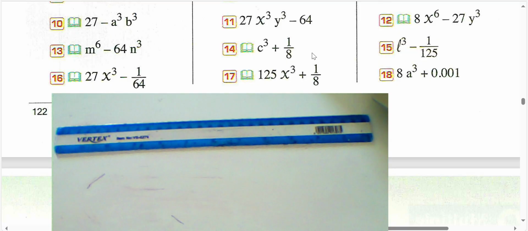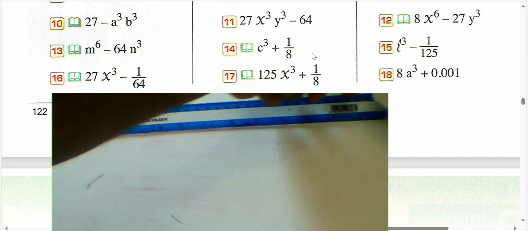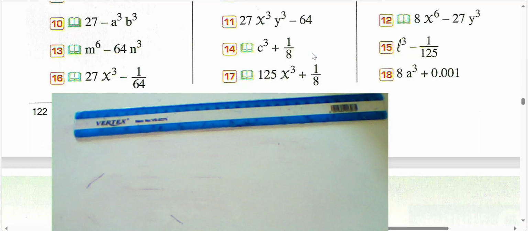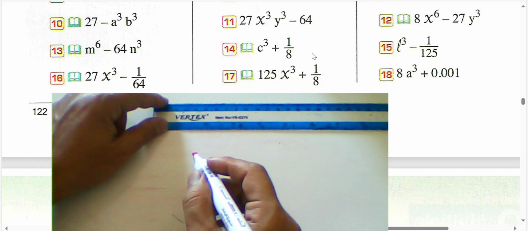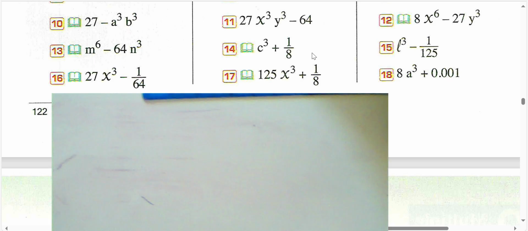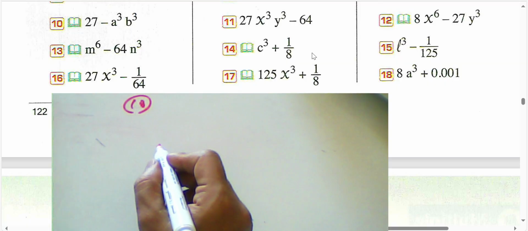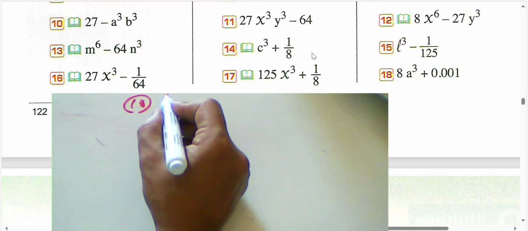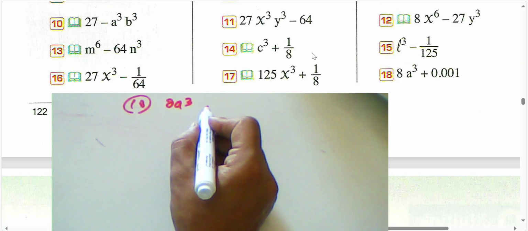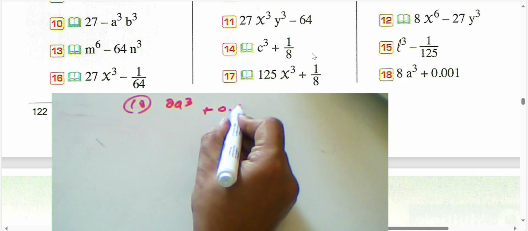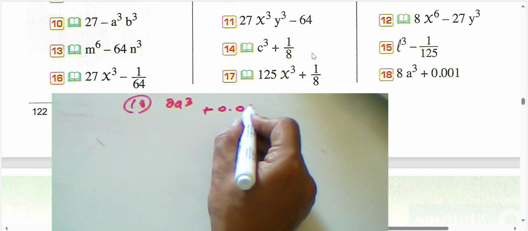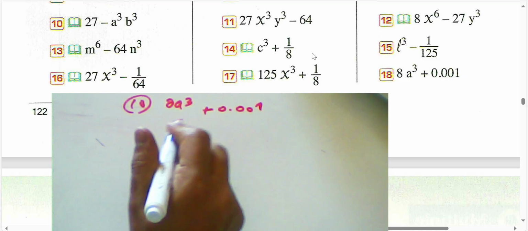Next question, number 18. 8a power 3 plus 0.001, one thousandth. We can write two brackets.